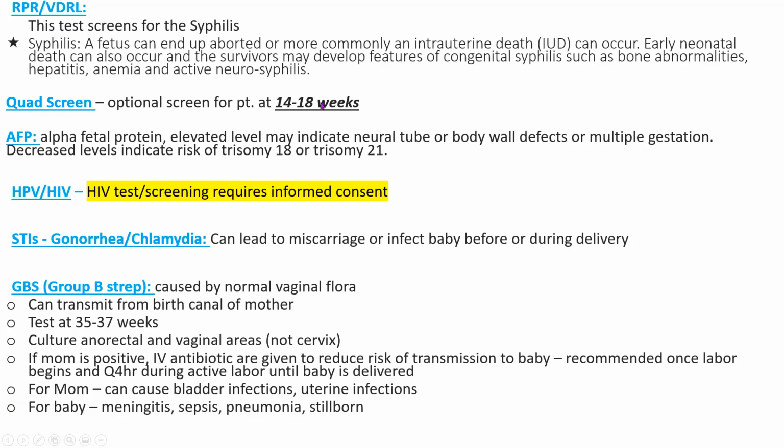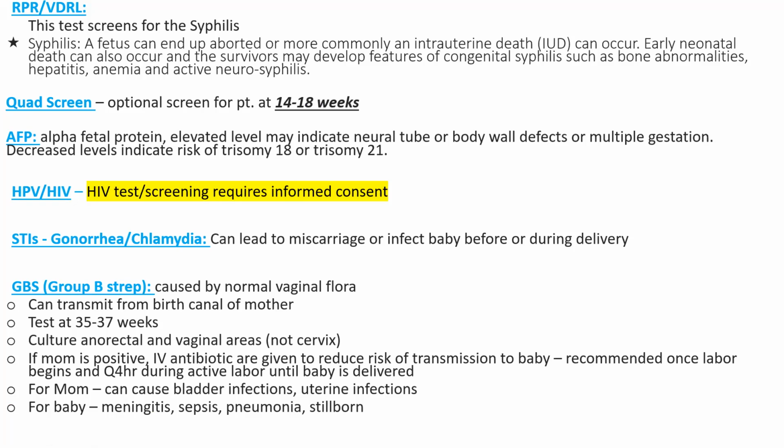Next is RPR, VDRL. This is syphilis, essentially. With syphilis, a fetus can end up aborted, or more commonly, intrauterine death can occur. Early neonatal death can occur as well, and survivors may develop features of congenital syphilis, such as bone abnormalities, hepatitis, anemia, and active neurosyphilis. Alrighty, that is RPR. Just remember that's the test screening for syphilis. I don't think she would test you on that paragraph underneath it, but yeah.